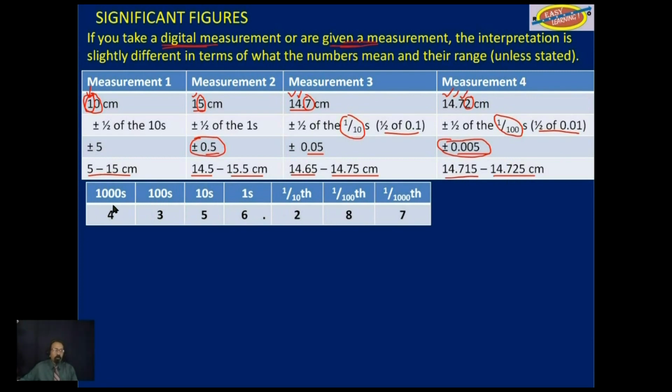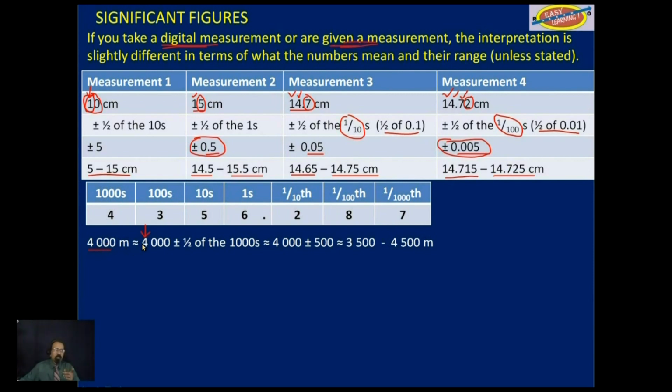This number actually means 4,000 plus 3 hundreds plus 5 tens plus 6 ones plus 2 tenths plus 8 hundredths plus 7 thousandths. If you say that the distance of a village is about 4,000 meters, you're not quite sure exactly if it's 4,000. It could be a little more and a little less, but how little more and how little less is determined by what position this number is in.